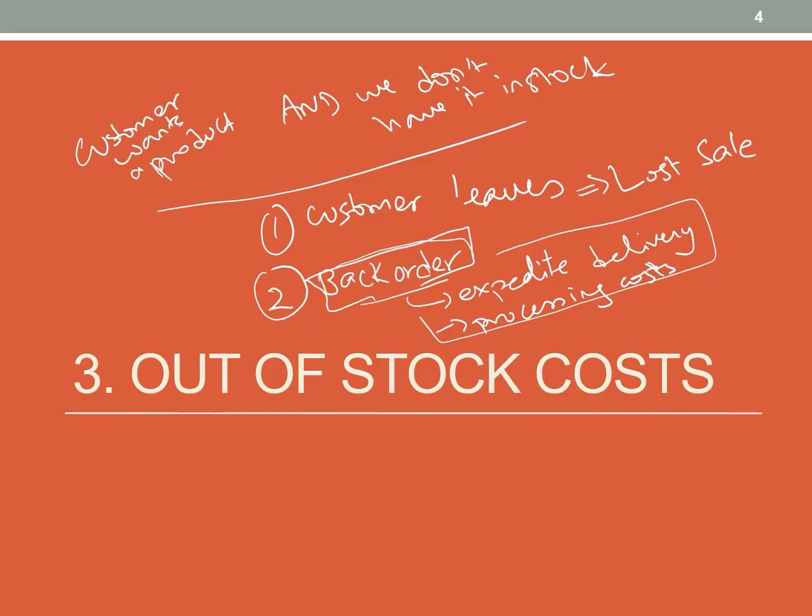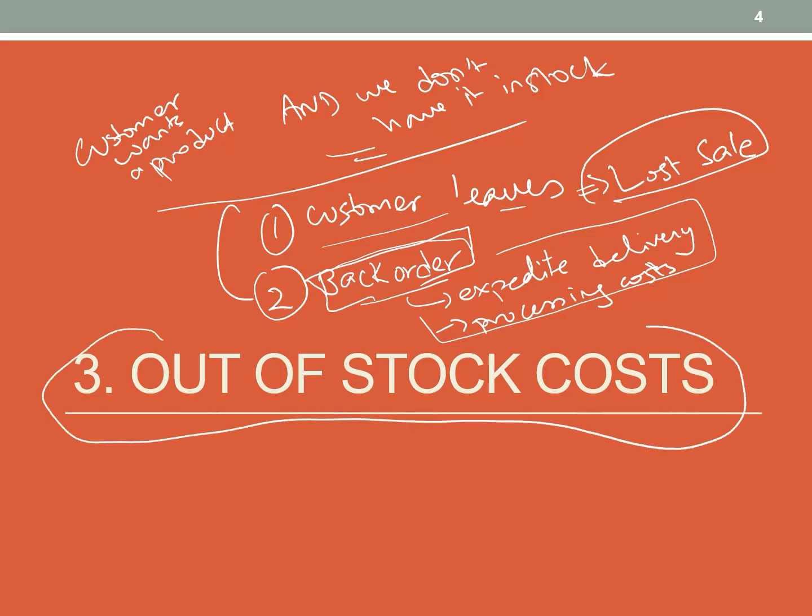Again, with the help of some accountants in your organization, you can figure out what happens when you are out of stock. Maybe you figure out that in your situation, customers almost always just leave, so you have a lost sale. Or in another situation, you may find that customers usually are willing to wait, but there is a back order processing cost, and maybe we have to expedite the delivery or whatever. So these costs are what we need to calculate. These are out of stock costs.